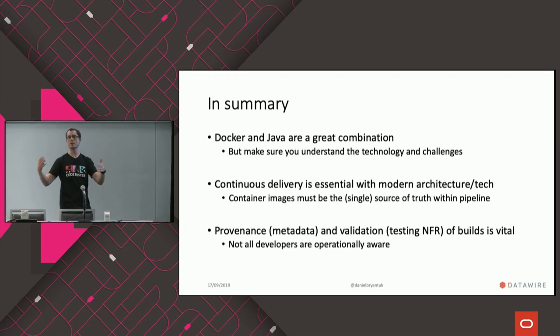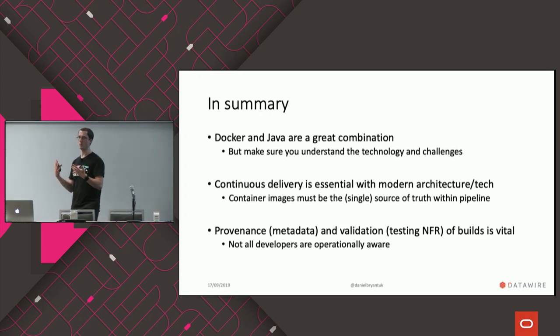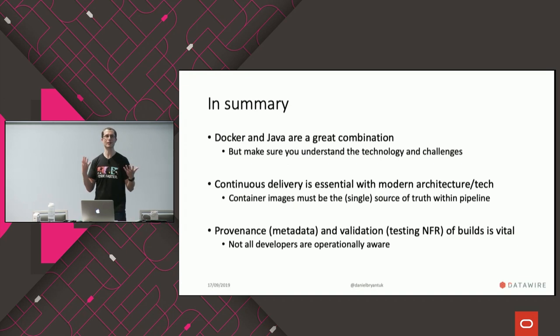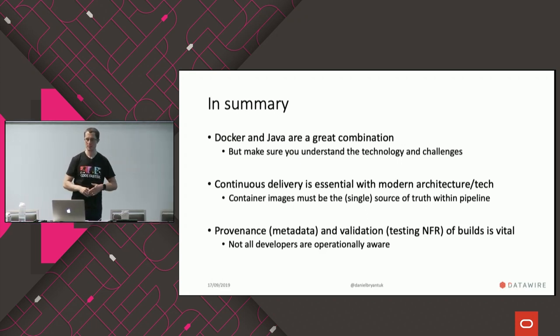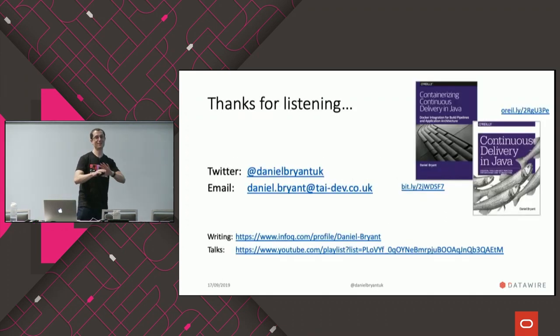Respect in your team that not all developers are operationally aware. It's not a problem, it is what it is. We need to design the organization accordingly or train people accordingly. Recognize where you're at, recognize where you want to get to, and put steps in to get there. The shameless plug again, but the book does give a whole chapter on how to do that kind of stuff.